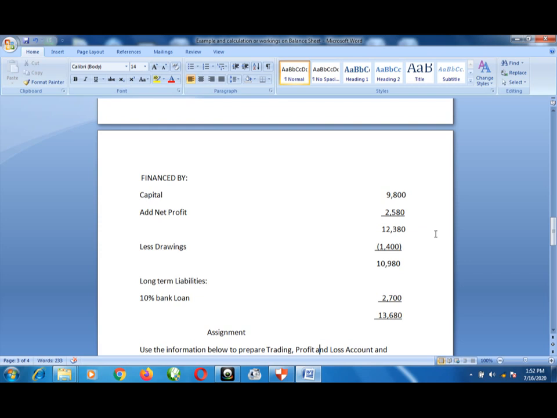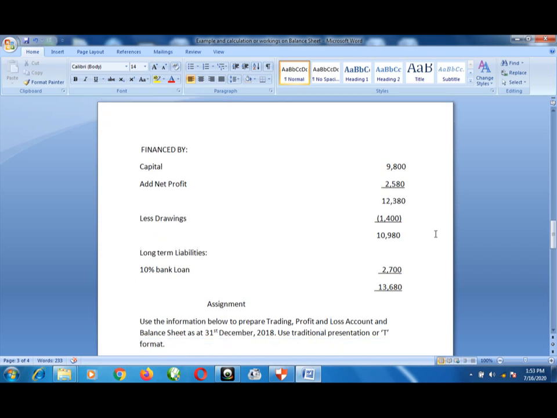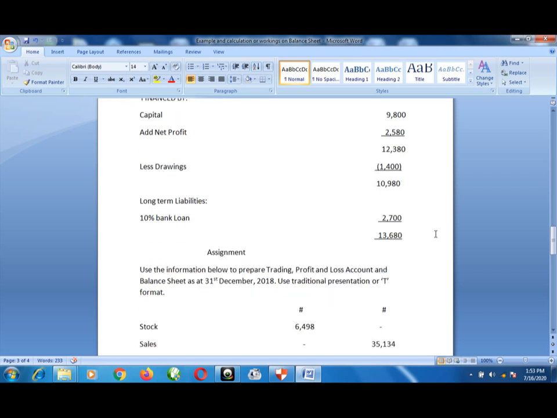But before we go, my students, always read all your books. An assignment will be given to you. The question says, use the information below to prepare the trading account, the profit and loss account, which we have treated, and the balance sheet, which we are into now, as at December 31, 2018. Use the traditional presentation or T format to prepare it.